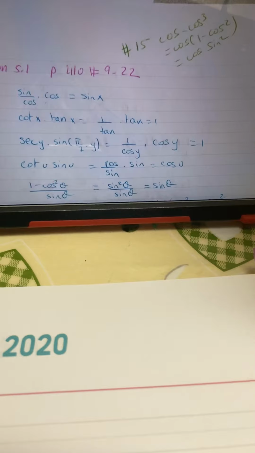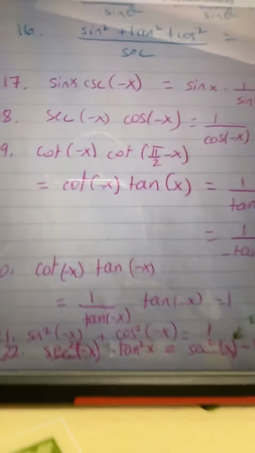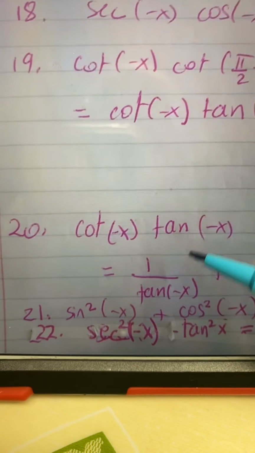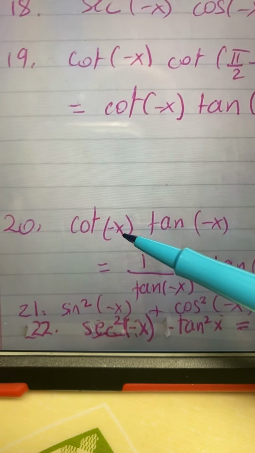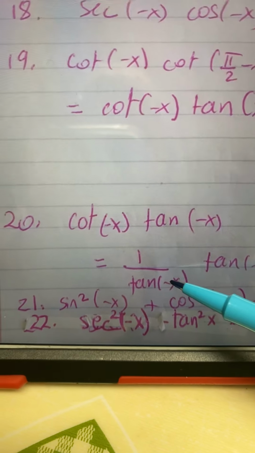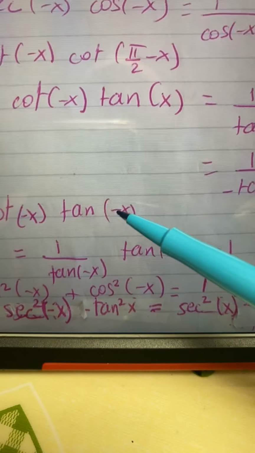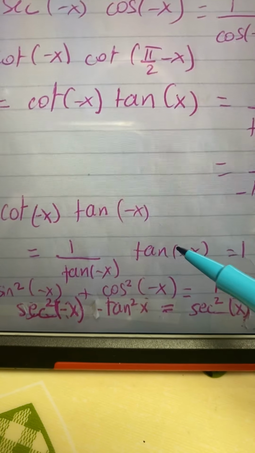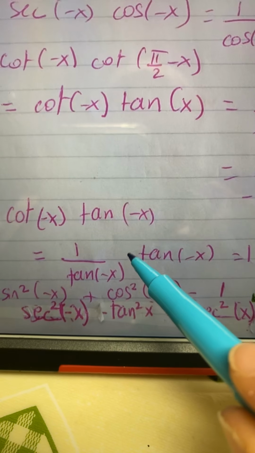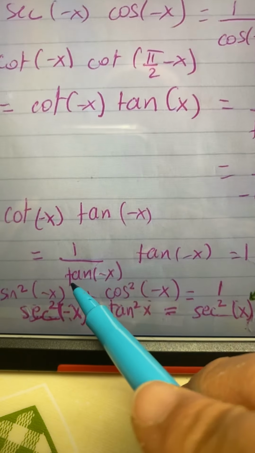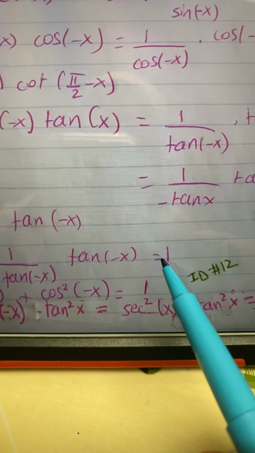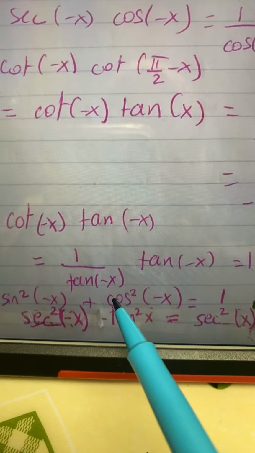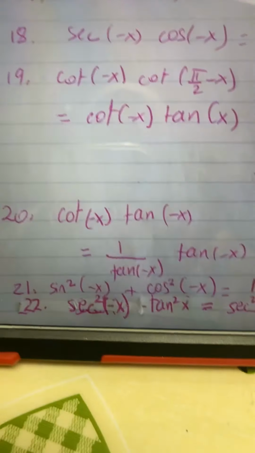Let's go back to number 20. This is number 20. Number 20 is pretty simple. Cotan is 1 over tan. And since it's a cotan of negative x, this would stay as negative x. I don't need to use any of the even odd ones because right away I see tan of negative x up here. And we said yesterday, since it's a multiplication, we can cross these off and this whole expression would equal 1. So I simplified tan of negative x across, and I'm left with 1.